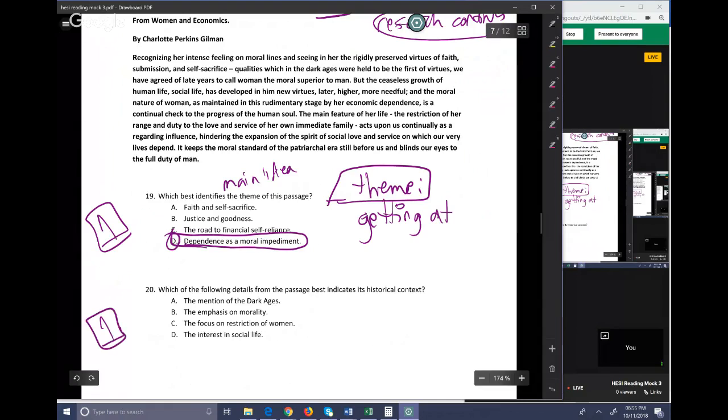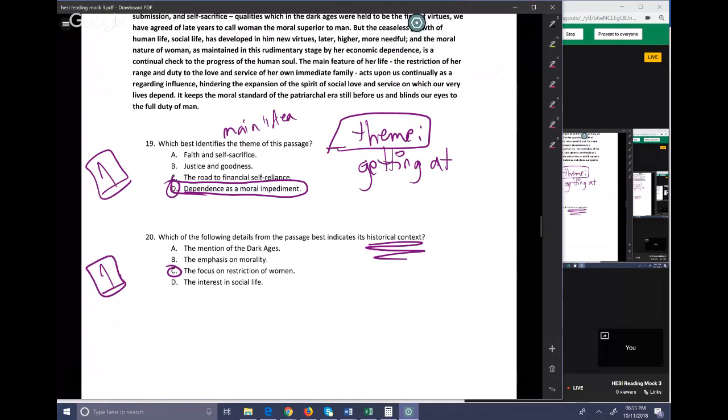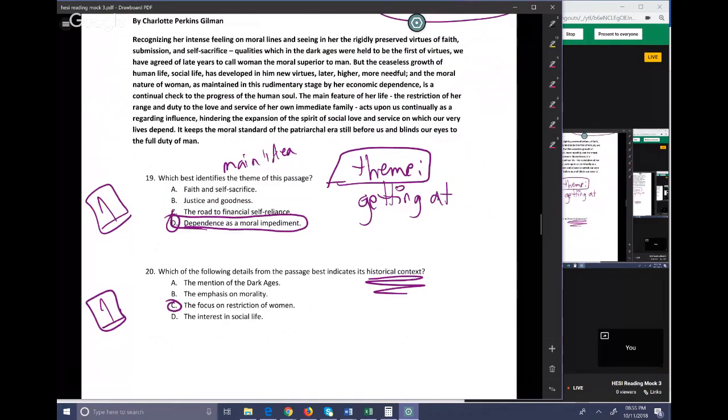20 is also from reading 1 because it's the historical context, which involves you understanding the passage in general. The historical context is best played out with C. They are focused on restriction of women. Hopefully you noticed that and you kind of felt like, what? Because this is old. This was written at a time that women were much more restricted, much more dependent on men much more often. They mention men specifically as having control over women and things like that. That should have told you this is not a current article or a current situation.